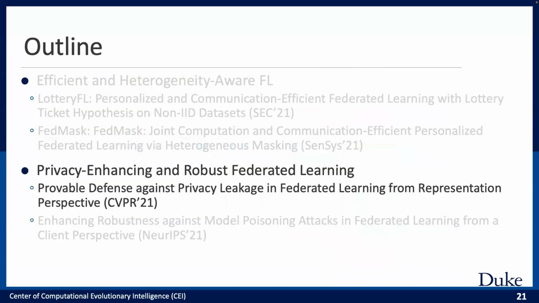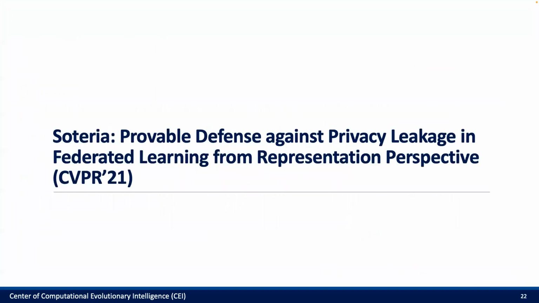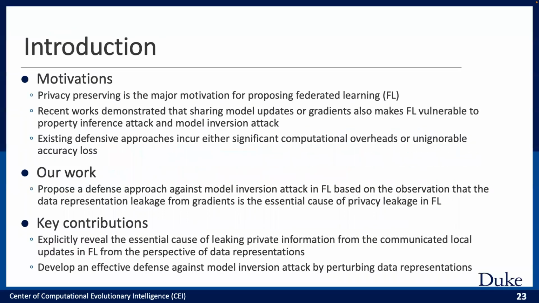Okay, so now let's move to the privacy enhancing and robust federated learning part. The first thing I want to show is the privacy leakage in federated learning from the representation perspective. When we are transferring the gradients, the gradients will leak information. How that can be a privacy leakage concept is called the SAW theory, published last year in CVPR.